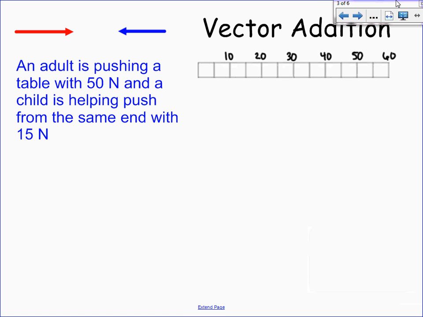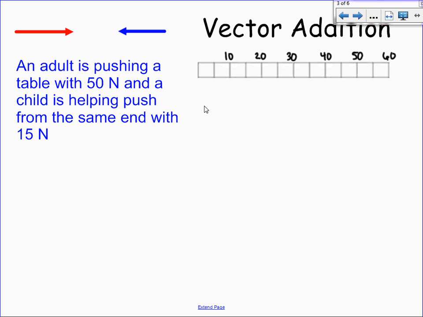On this screen, we're going to start with some simple vector addition, and that would be linear, meaning it's just one-dimensional. So imagine here you have an adult that's pushing a table. Here's the table, and here's the adult that's pushing the table. Then, a child is also helping push the table from the same exact end. It makes common sense that both of them, since they're pushing in the same direction, would have a total or additive vector that's adding together to help each other out. We're going to show those with vector diagrams right now.